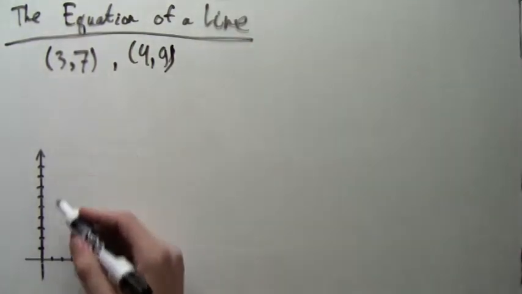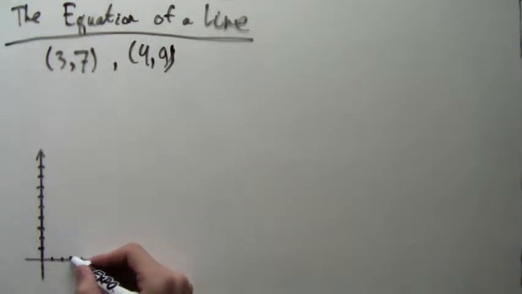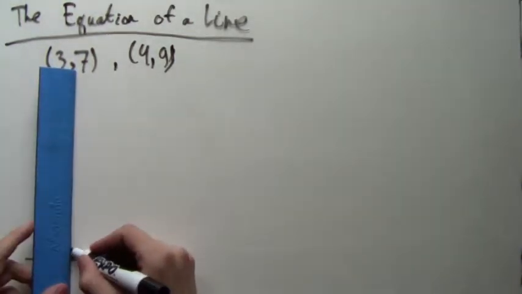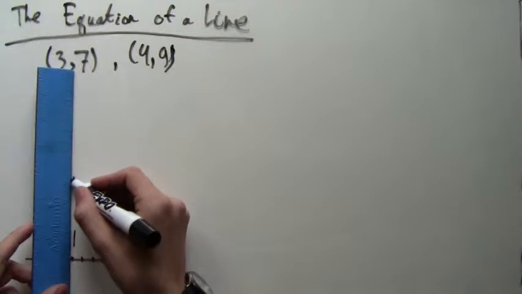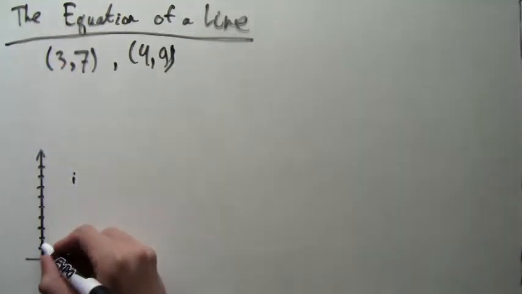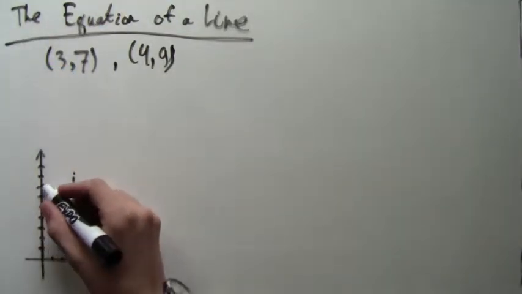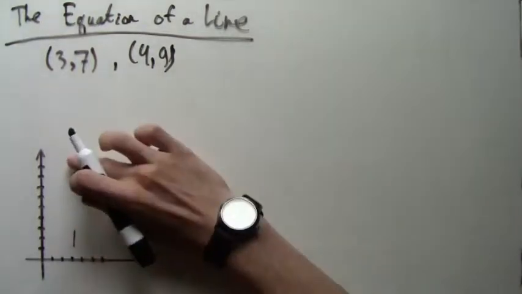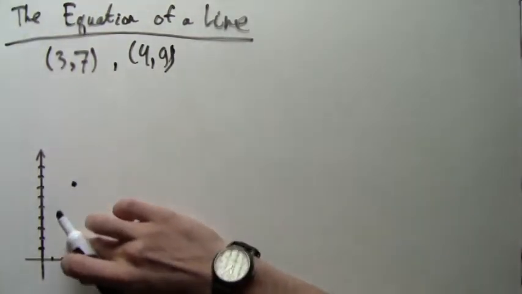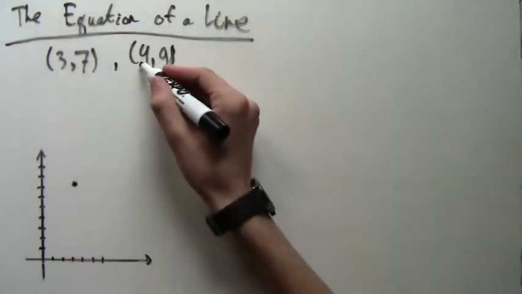The first point is (3, 7). So the x-coordinate is 3. I'm going to use this ruler to help me mark the point accurately. So it's got to be somewhere in that range, but at the height 7. So there I've marked it, and I can erase all those little marks I made before.